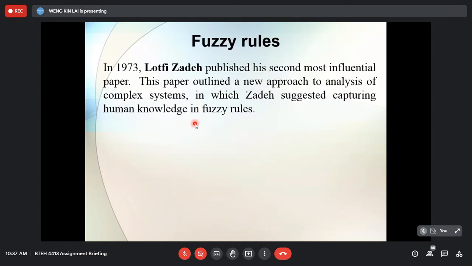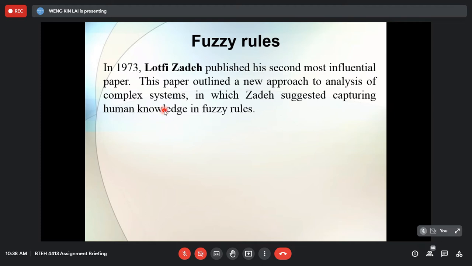So fuzzy rules. Now in 1973, Professor Lotfi Zadeh published his second most influential paper. So this is 73, and I think if you want to go into fuzzy logic, his name will come up, right? Some books also call him the father of fuzzy logic. It's as famous as that.